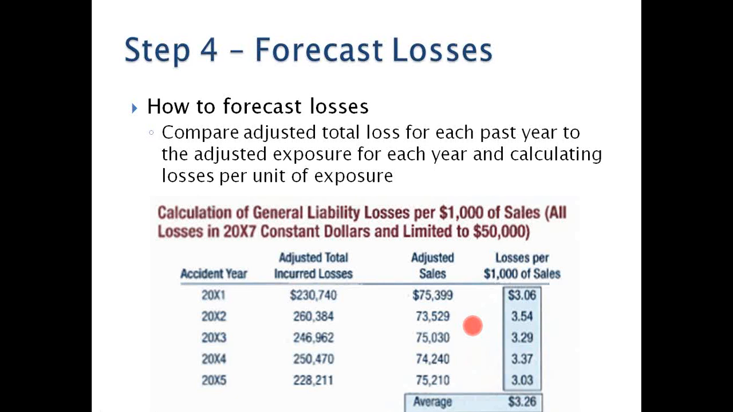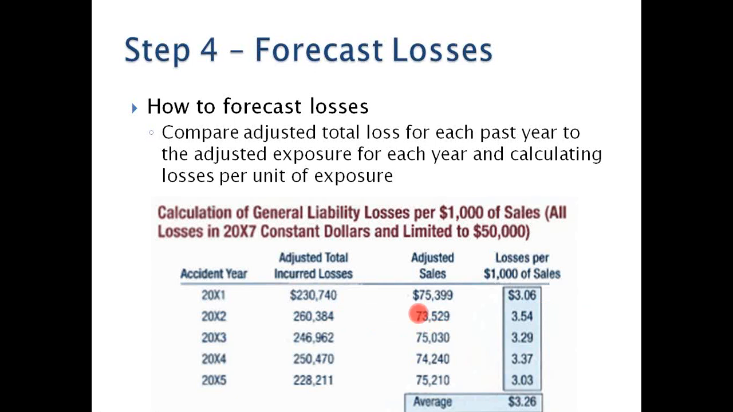So now we're on to step 4, which is how to forecast the losses. Basically the idea here is if we know that in these various years we had total losses of $230,000, already adjusted for inflation, and we have sales of $75,000 adjusted for inflation, we divide the 230 by the 75, and we come up with losses of $3.06 for every $1,000 in sales. And that's essentially what we're doing on each one of these.